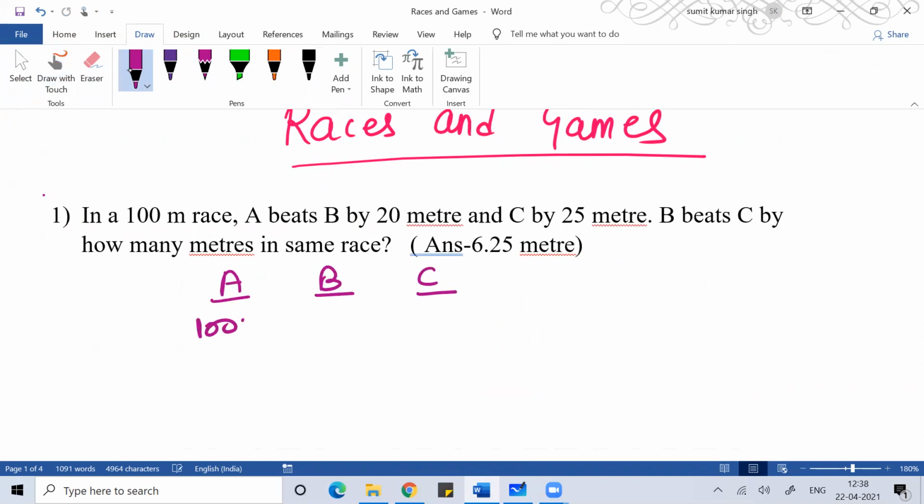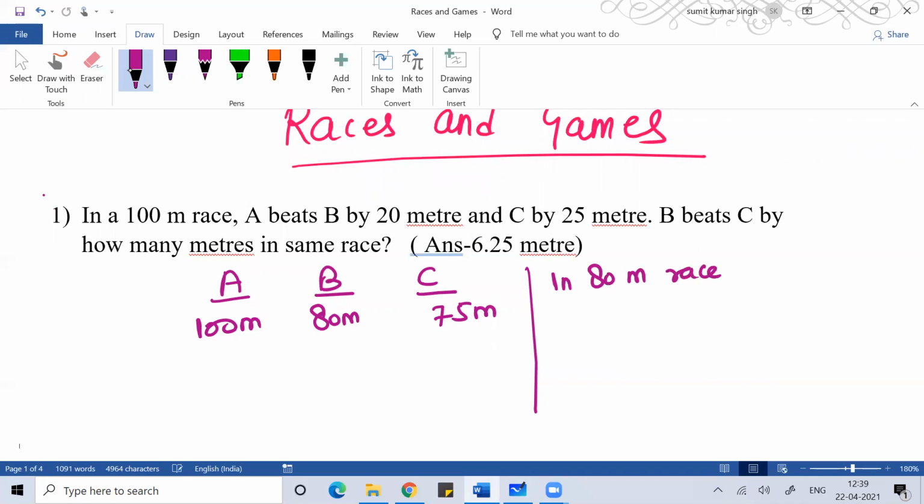When A runs 100 meter, A beats B by 20 meter, so B has run 80 meter, and C by 25 meter, so C has run 75 meter. When A has run 100 meter, B has run 80 meter, and C has run 75 meter. Okay, and B beats C by how many meter in the same race? You can understand that when B has run 80 meter, C has run 75 meter, and with this you can make an interpretation.